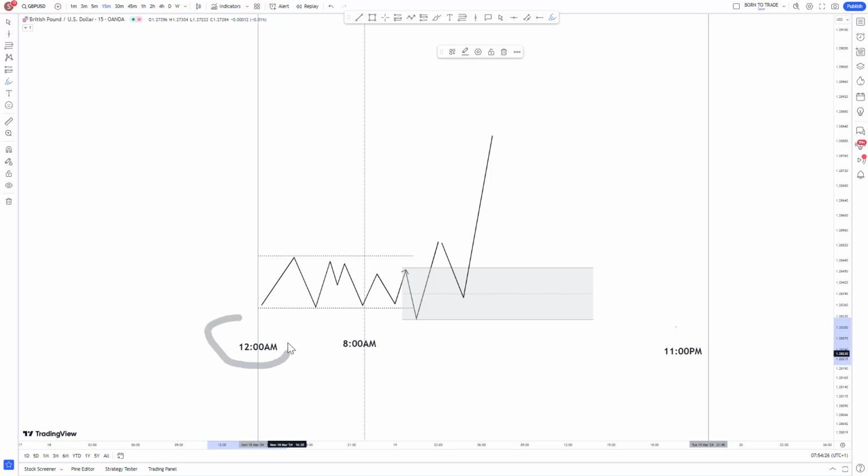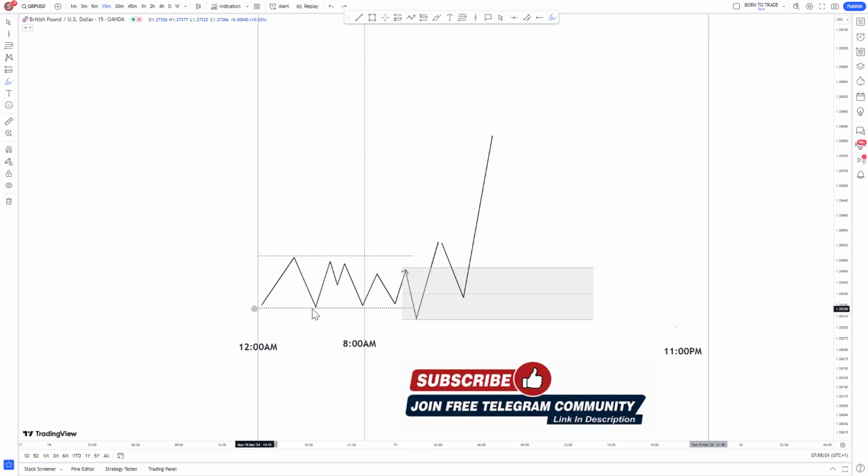I said the Asian Open is usually by 12 AM GMT +1 and London session opens by 8 AM same time zone, and our expectation is that once London opens, we're going to anticipate a sweep of liquidity of the Asian low or the Asian high. Then if price takes the Asian low, we're going to anticipate a possible reversal to the upside, and if price takes the Asian high, we're going to anticipate a possible reversal to the downside, right?